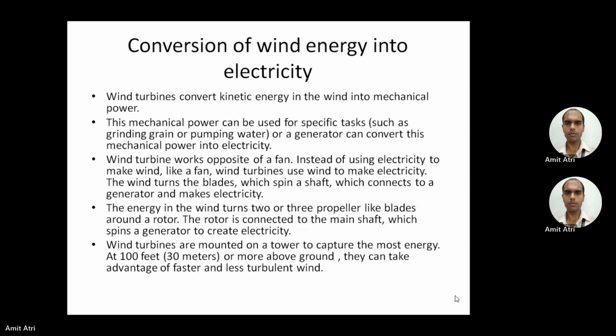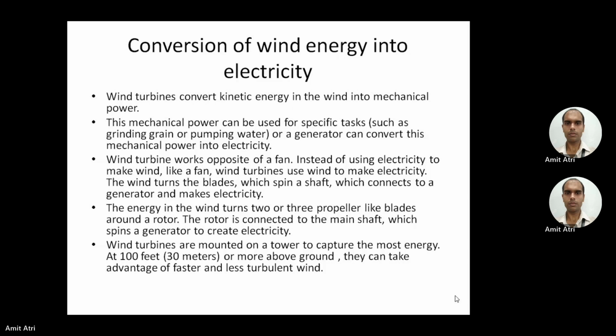Okay, so wind turbines convert the kinetic energy in the wind into mechanical power. Okay, this is one part. Then this mechanical power can be used for different types of tasks, not only producing electricity. It could be used for grinding grain or for pumping water. Or this energy can be transferred to a generator, and the generator can convert this mechanical power into electricity.